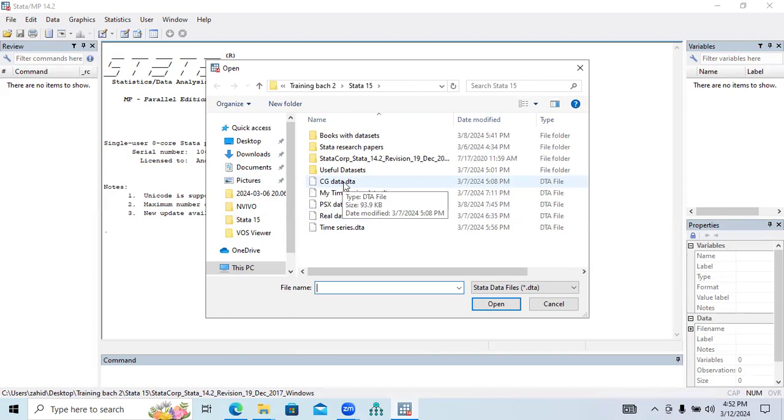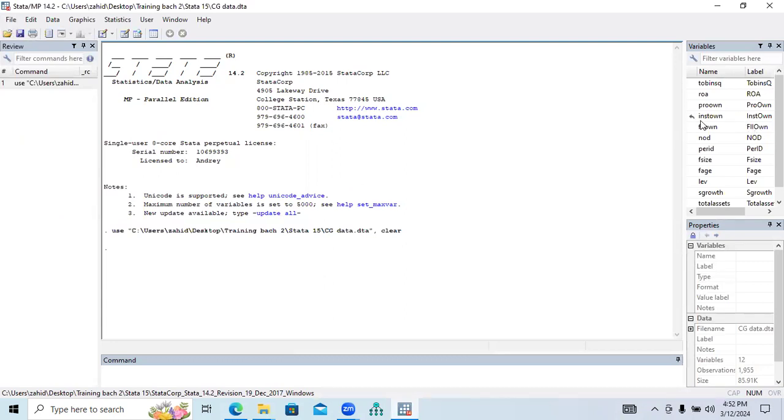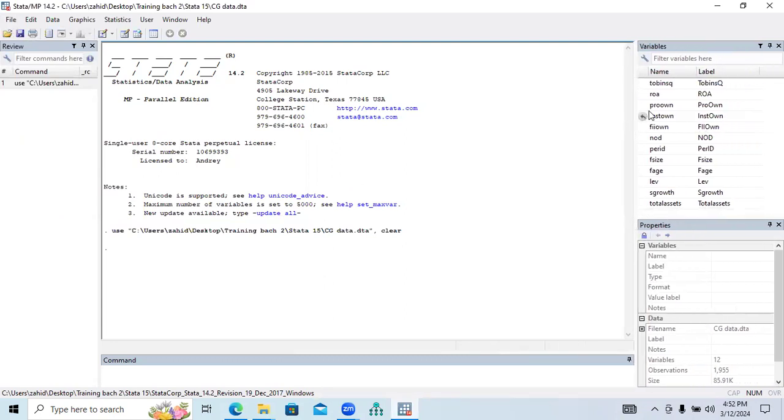I have given you this data file in my previous session. You might have ROA, Tobin's Q, institutional ownership, FI ownership, NOD, period, firm size, age, leverage, sales growth, total asset.